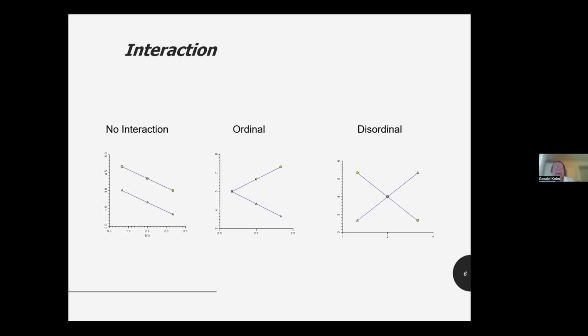They may not necessarily be, as I've illustrated here, one increasing, one decreasing. They might both be increasing, but they're increasing at different rates. And then the disordinal interaction means that not only do they end up at different places, but they start at different places as well. So this is what we mean by an interaction in linear regression.